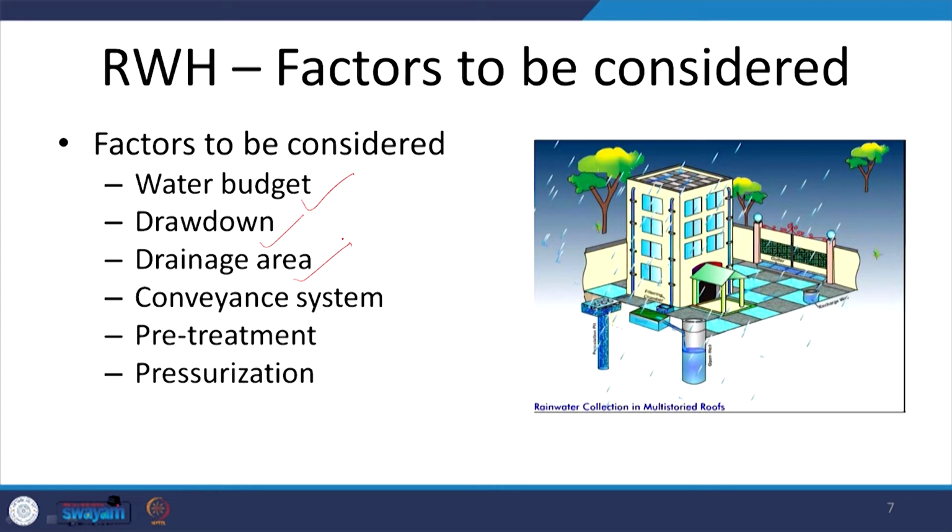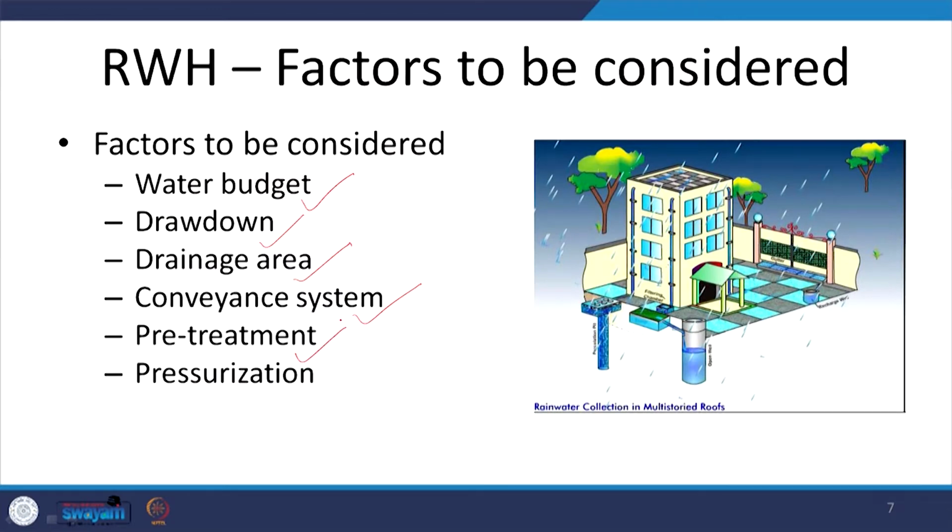So, rain will be coming at a certain speed, at a certain rate. Now, how much of the area is available will determine how much water is available to us. Then we also talk about the conveyance system, collecting this rainwater, taking it to the storage, and then taking this water out of the storage and using it in the building. So, what kind of pipes, what kind of drains are going to be used is what the conveyance system comprises.